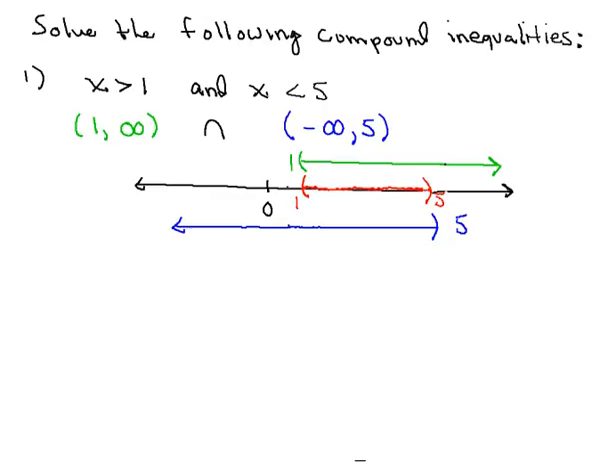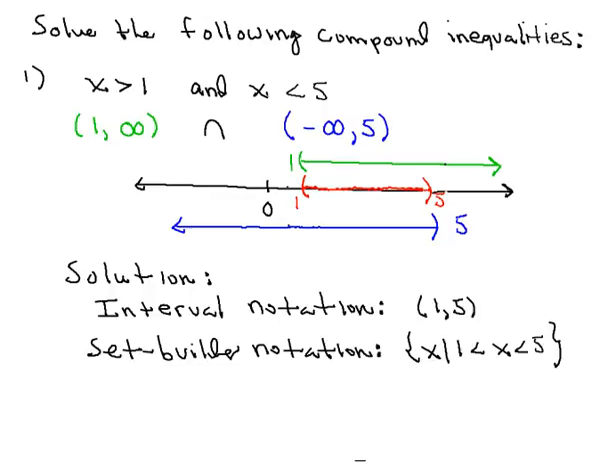Now what we'll do then to end up will be to express the solution either in interval notation or in set builder notation involving the variable x. So the solution expressed in interval notation would be the interval from 1 to 5, and in set builder notation would be the set of all x such that 1 is less than x, which is less than 5. Now our next example will involve the word or, which involves union.